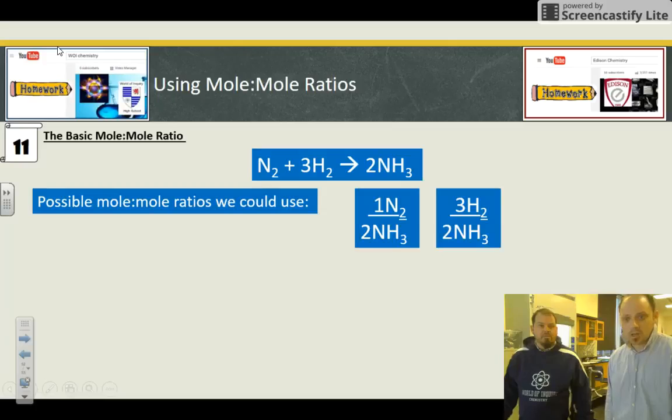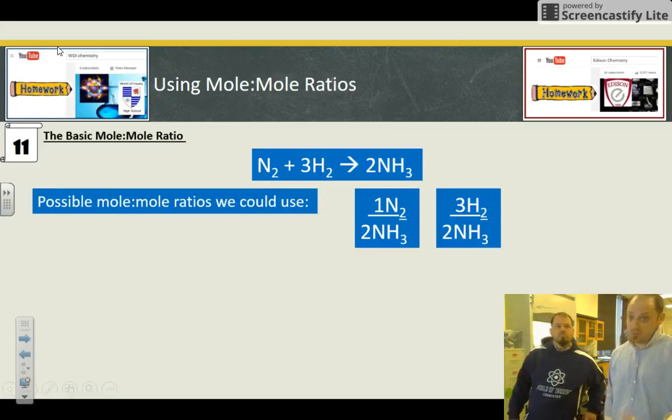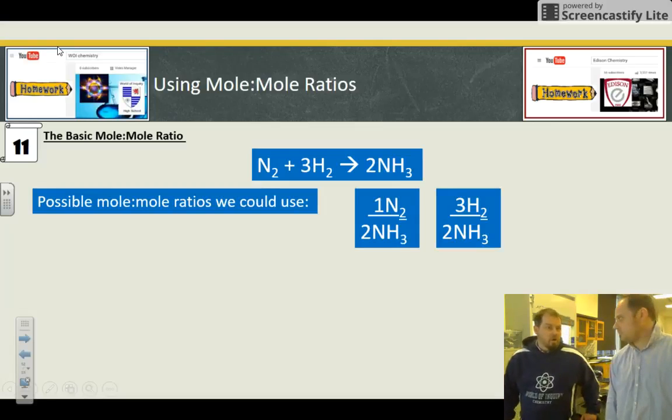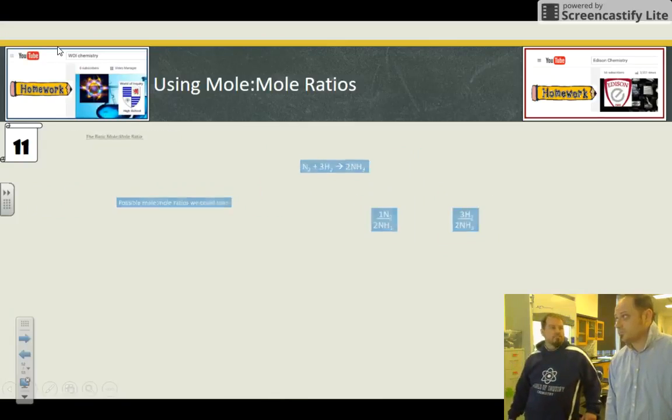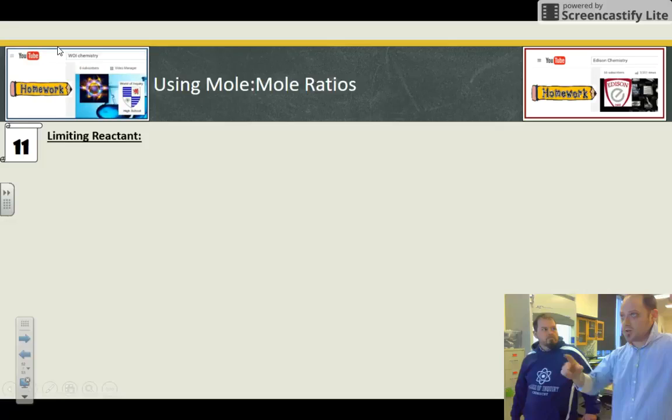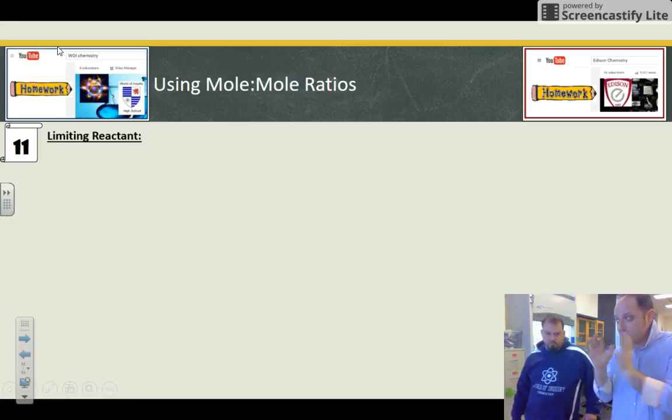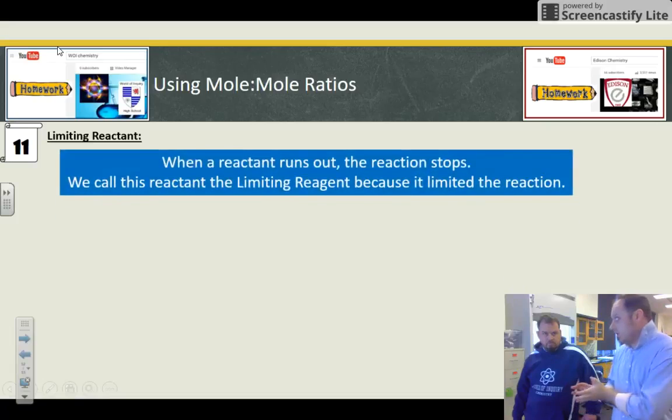So we use that balanced chemical equation. One other one you could do is 3H2 over 2NH3, meaning for every 3 hydrogen gas, H2, you use, you'll produce 2NH3. As long as I keep the 1 with the N2, the 3 with the H2 and the 2 with the NH3, I can pick any 2 and put them together and it's a ratio. You can flip them upside down and rearrange them. You are making ratios out of the mole coefficients in an equation.